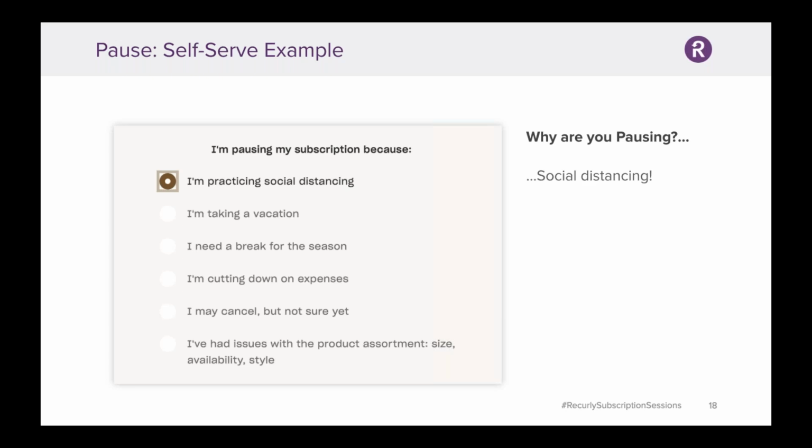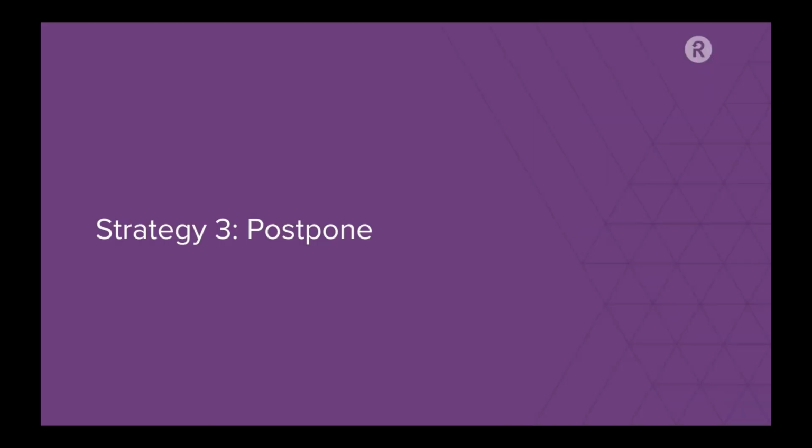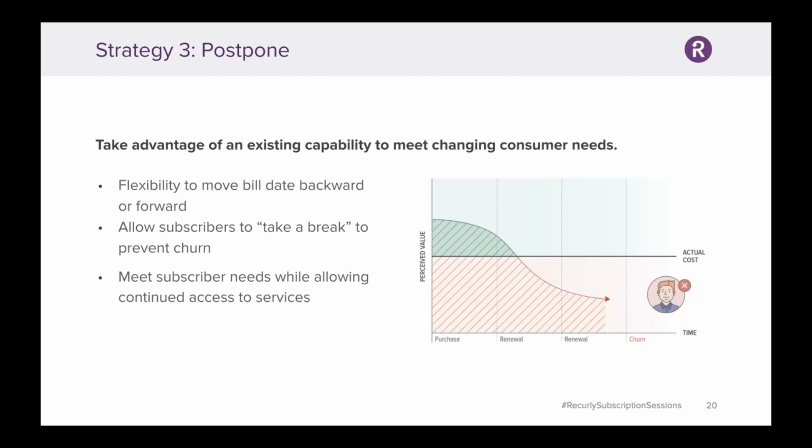Right? It's really wonderful. So pause is one thing that we've seen, but there's also this other option that a lot of customers are using, which is postpone. So let's go to the next slide. Very simply put, the flexibility to move dates around is one option that also goes along with the pause.